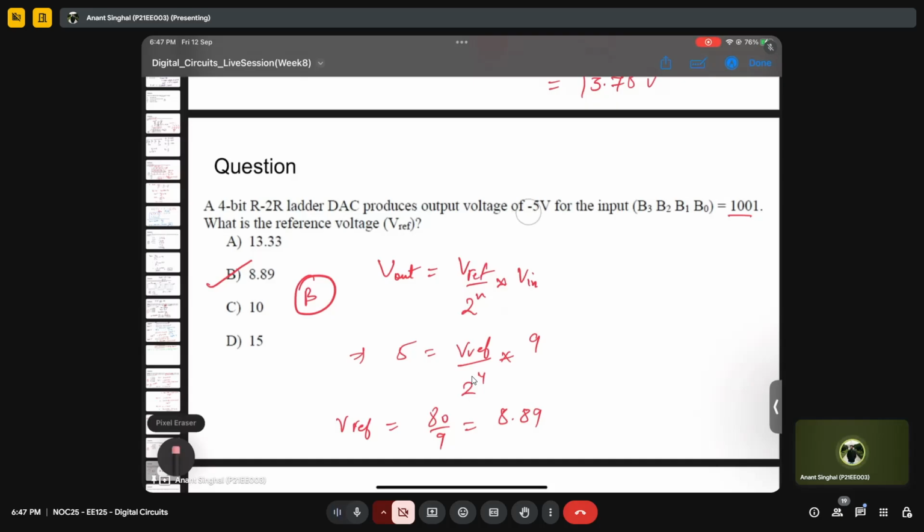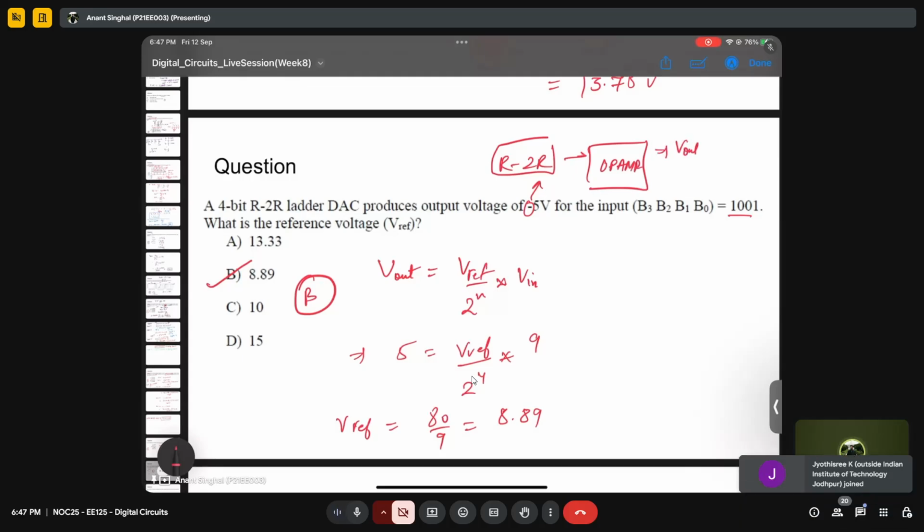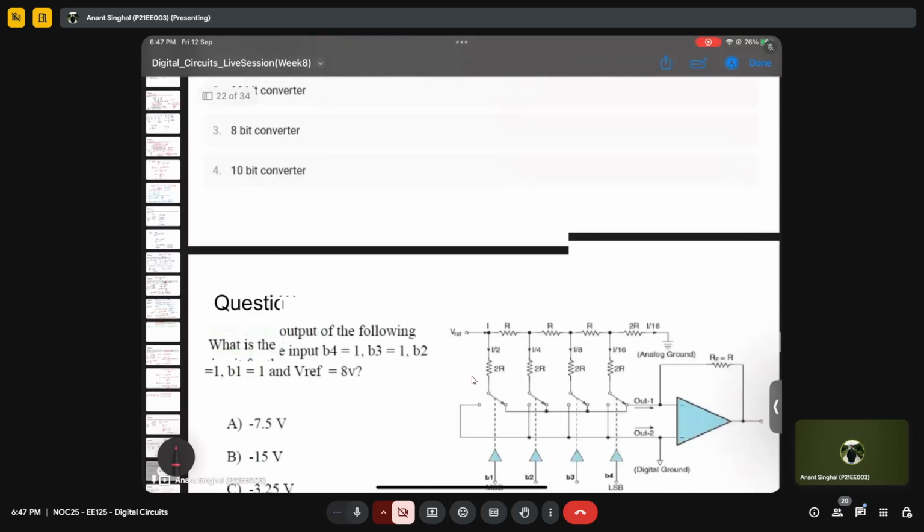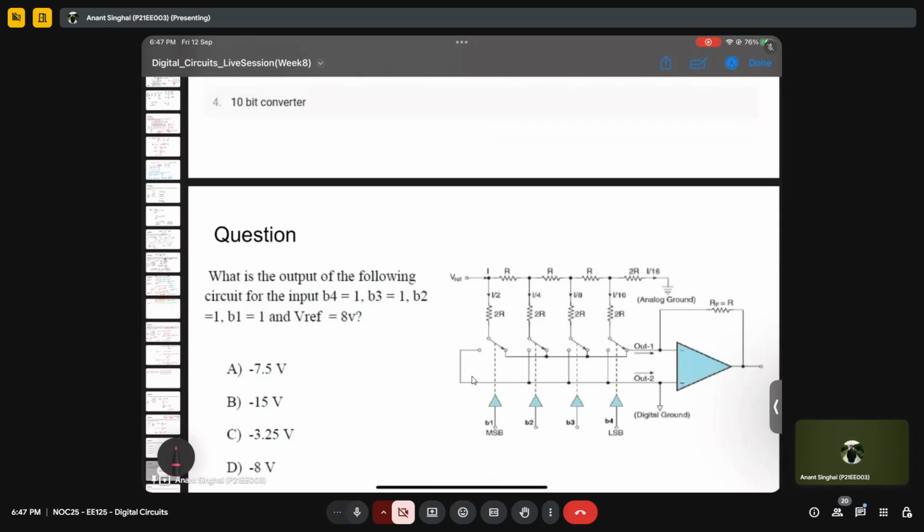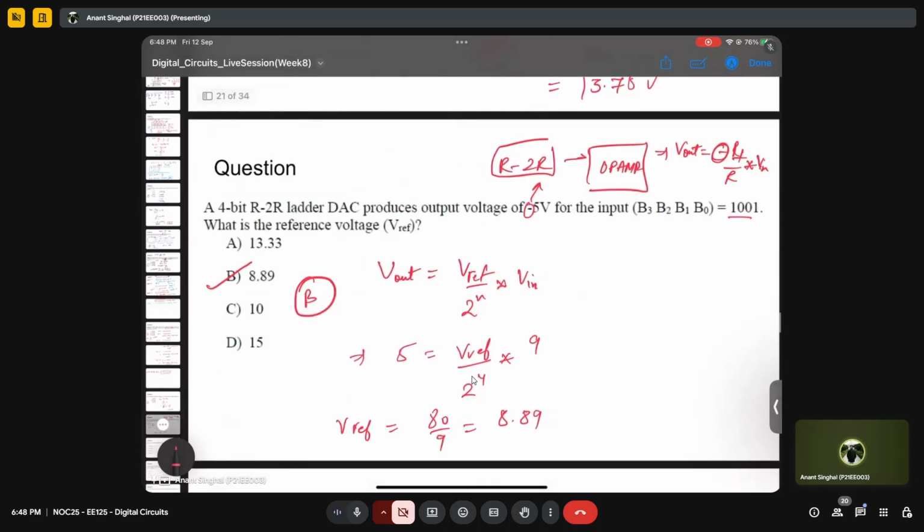And the negative sign, if you are worried about it: the actual circuit of the DAC R-2R ladder also has an op amp at the end. Let's say this is R-2R and we have a connected op amp. So the inverting op amp has output V out as minus RF by R times V in. So hence this negative sign comes. I do have a picture of that. Yeah, so this is the actual R-2R ladder. The output of this is connected to an op amp at the inverting terminal, and the final output of this op amp is minus RF by R times V in. Hence the negative sign is given in the question for the output.